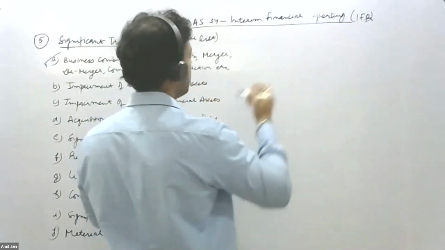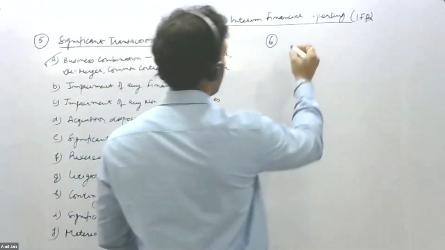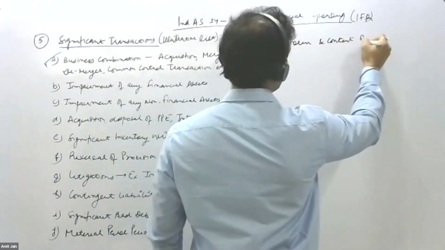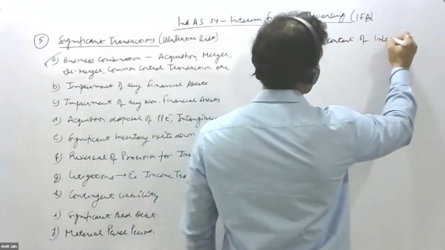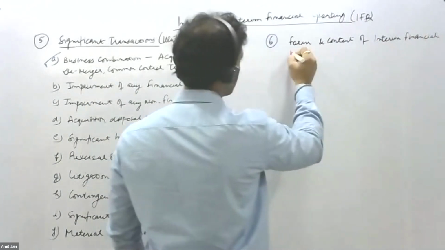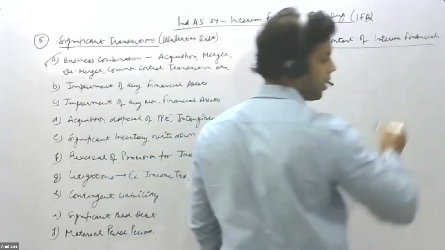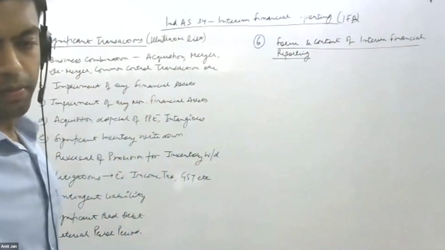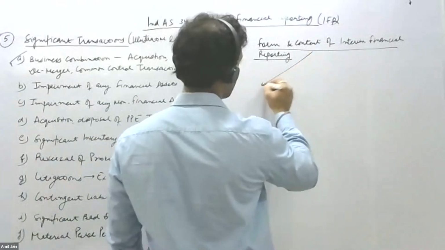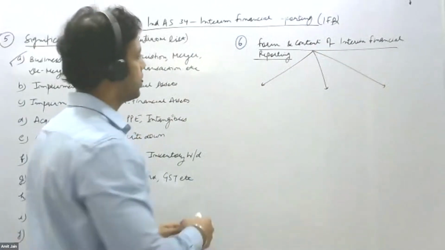So we were also talking about the form and the content of interim financial reporting. I hope this side is properly visible. Okay. So there are three cases actually. What are these three cases?